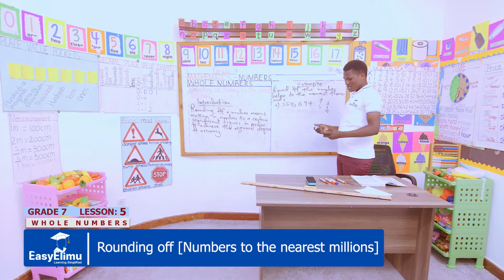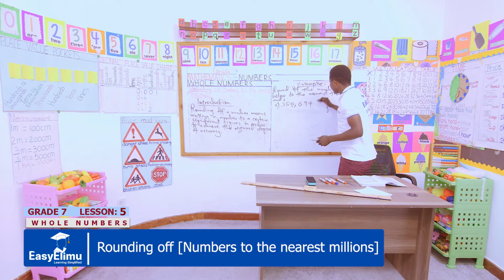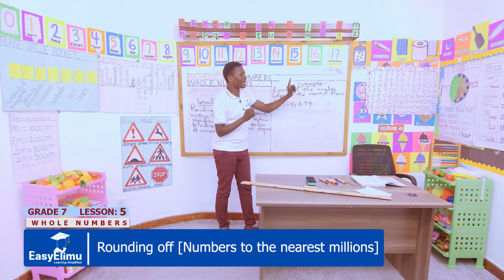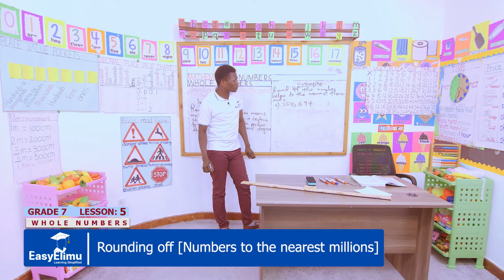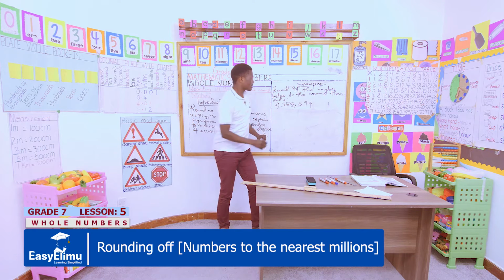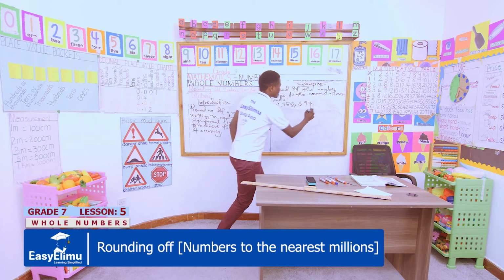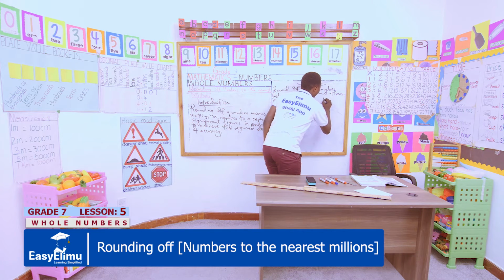Are we communicating? Maybe to show you what I'm saying in so many words, it's very simple. So here, we are rounding off the number to the nearest thousands. Our place value of interest is hundreds. And what is the digit in that place value of interest? It is 6. 6 is 5 and above.